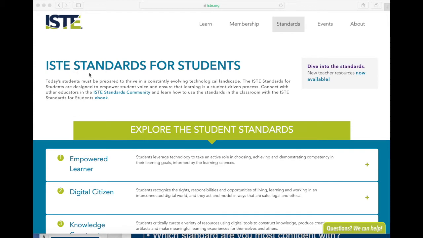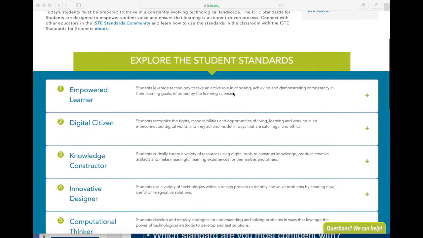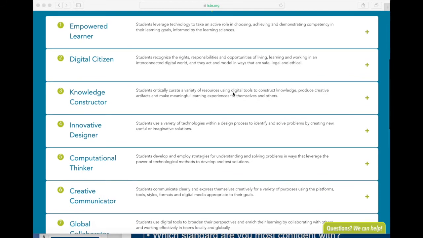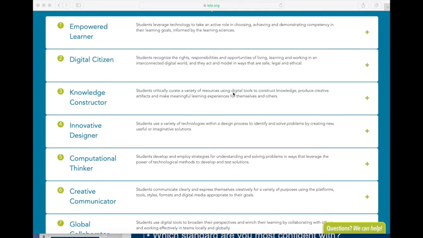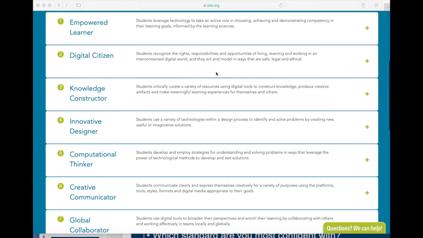But you can see here the ISTE standards for students. Today's students must be prepared to thrive in a constantly evolving technological landscape. So what they did here was they created these standards for the students. We're going to explore them now. These are for the students. They have them written for teachers also, but we're going to look at the students because it's more student-friendly.